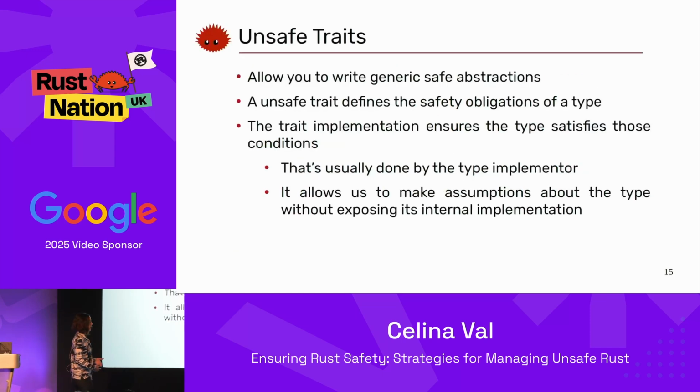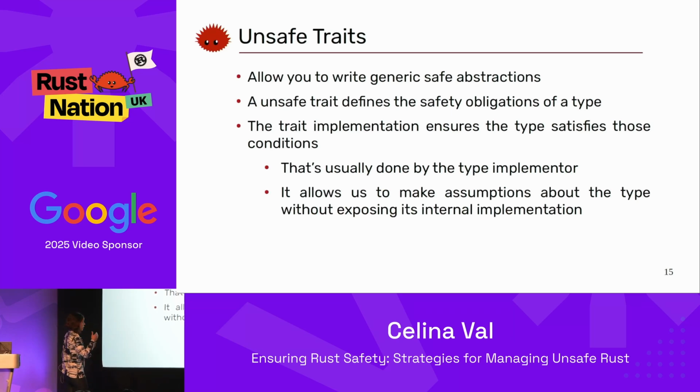The other thing I want to talk about is unsafe traits. Unsafe traits are a very interesting feature in my mind, which allows you to write generic safe abstractions. So basically, an unsafe trait will define a safety obligation of a type, no longer of a value. So you're saying this type respects these conditions.